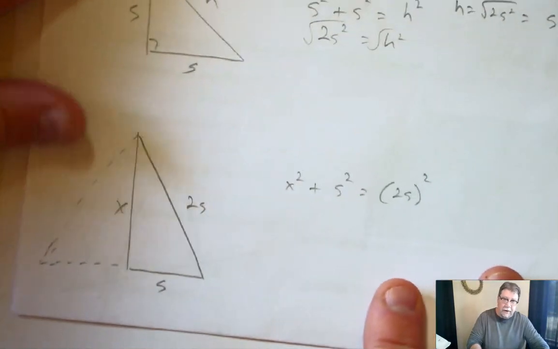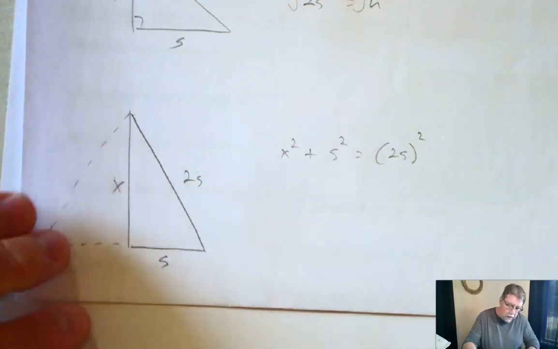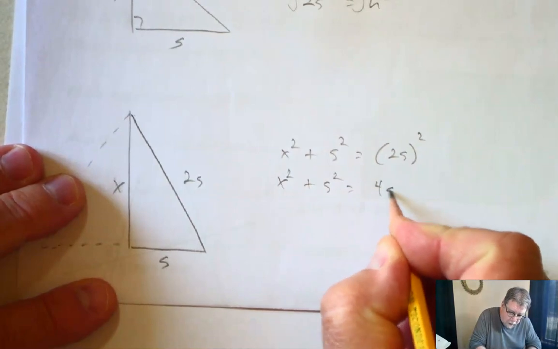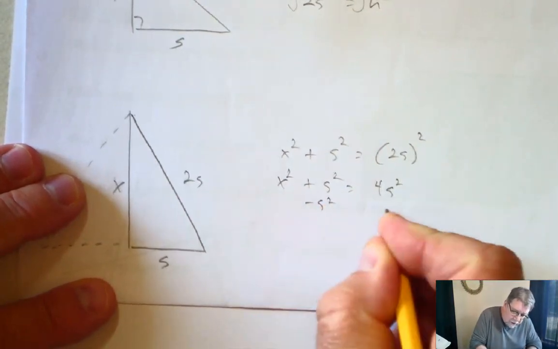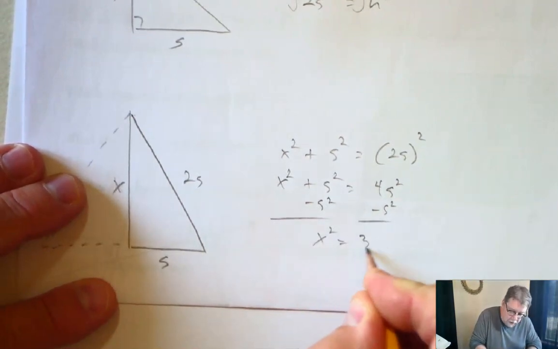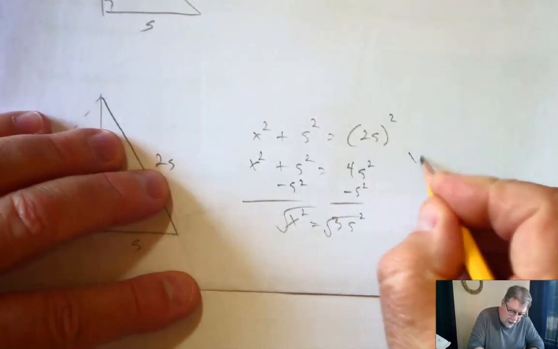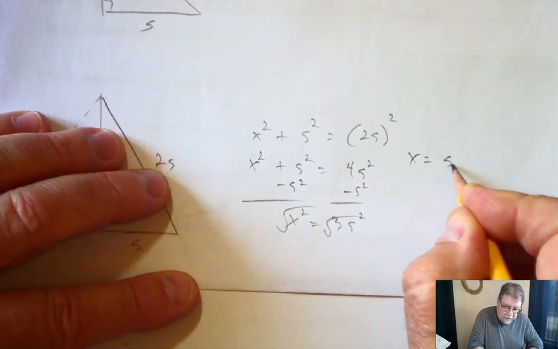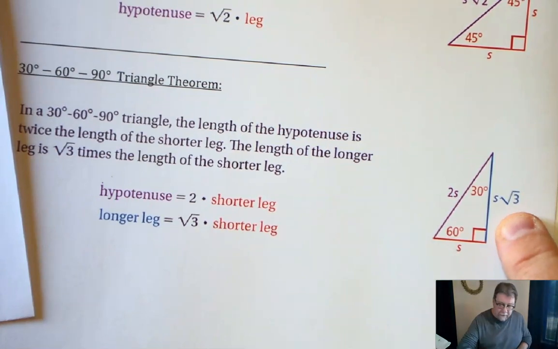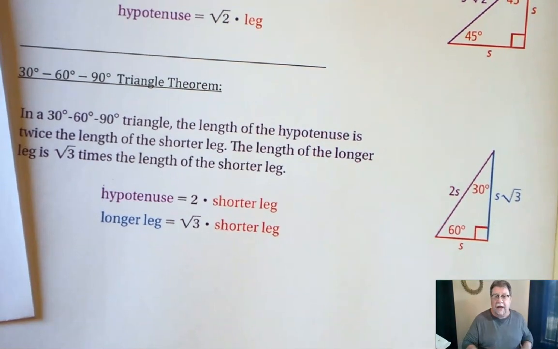So we would set up the Pythagorean theorem again, and we would say x squared plus s squared equals (2s) squared. Let's simplify this. That would be 4s squared, but then I would subtract an s squared from both sides, leaving x squared equaling 3s squared. And then I would square root both sides. I'd get x equals s radical 3. And that's the length of that long leg. You've got the short leg s, the hypotenuse, which is 2s, and the long leg, which is s radical 3.